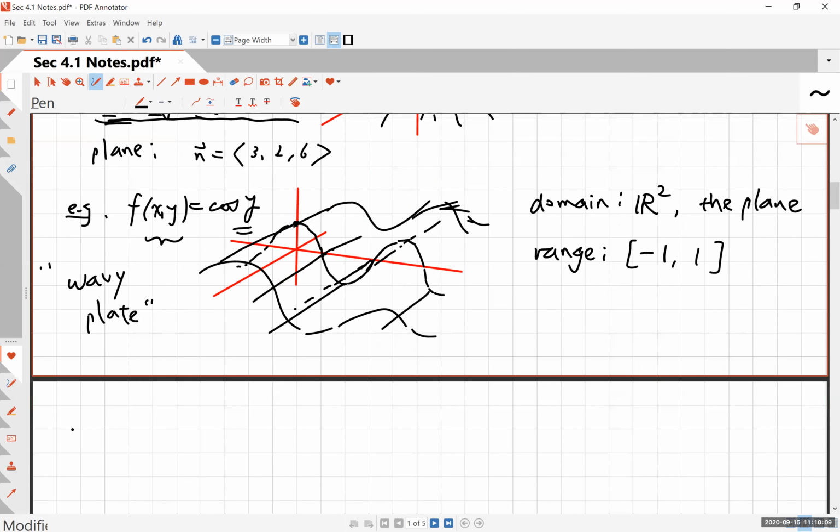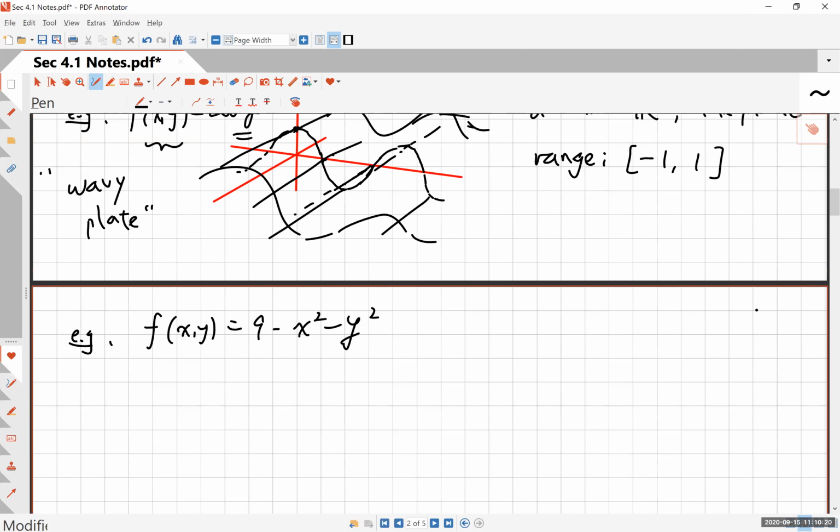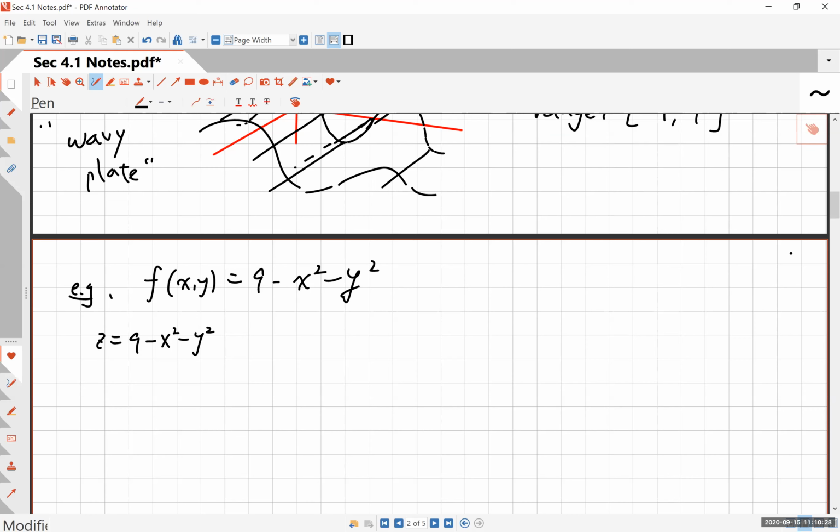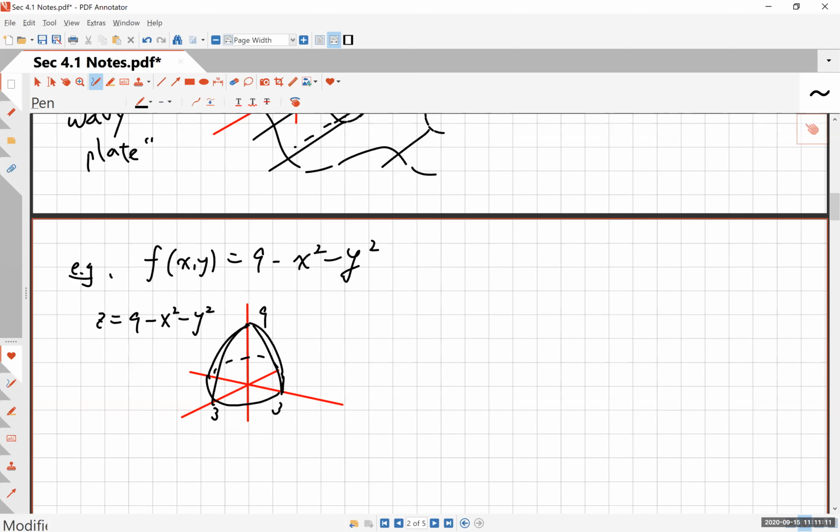All right, let me give you another example. f(x, y) is equal to 9 minus x squared plus y squared. All right, so what's so relevant about this? Well, again, you can remember how to graph this. And I'm not going to spend a lot of time on this, but you can probably see what the graph is going to look like. Boom, there it is. Okay, so this is an upside down paraboloid, and you can tell that from this equation, right? All right, so this is a circular paraboloid. And what do you know about this?